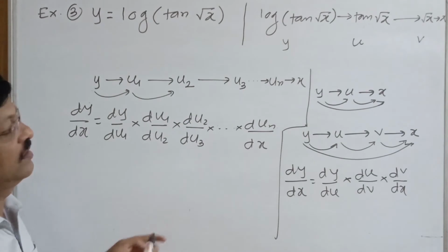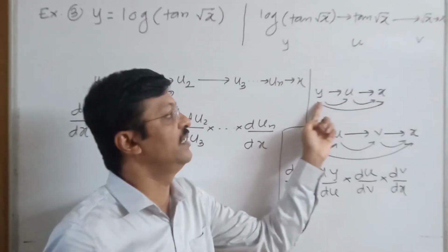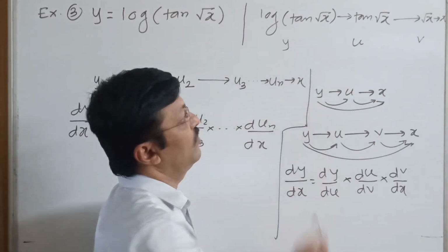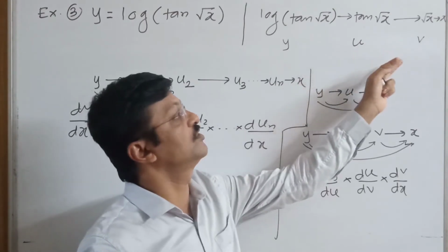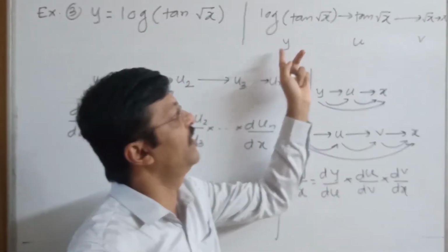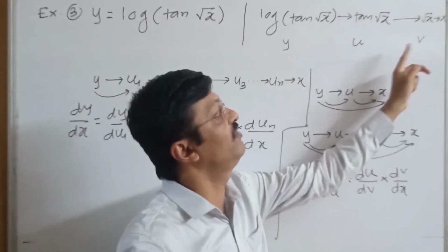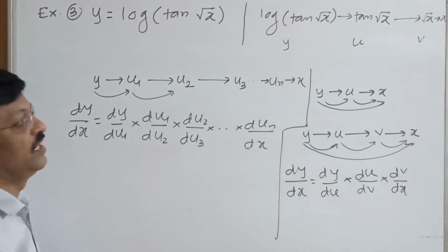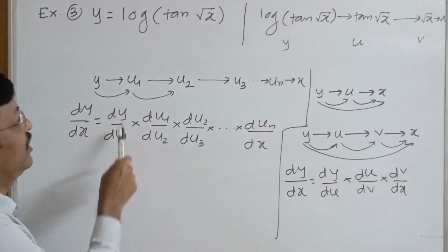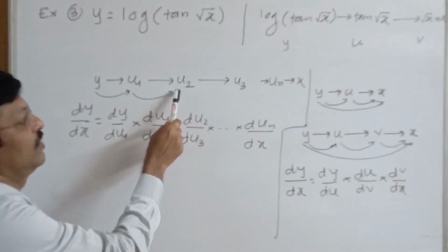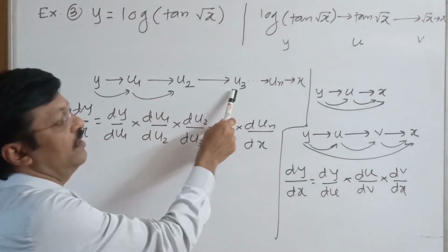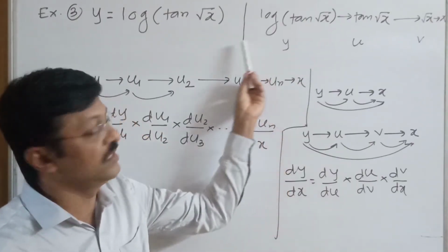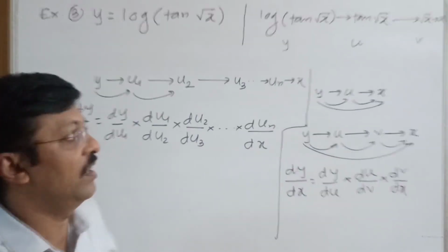We can start with the initial form dy by dx as dy by du into du by dx. We saw it for 3 functions, meaning two functions u and v, and y the original one: dy by dx is equal to dy by du into du by dv into dv by dx, and you can extend it to any number of intermediate functions, and you will get dy by dx as dy by du1 into du1 by du2 into du2 by du3 and so on, finally dun by dx. Let us use this in this example.